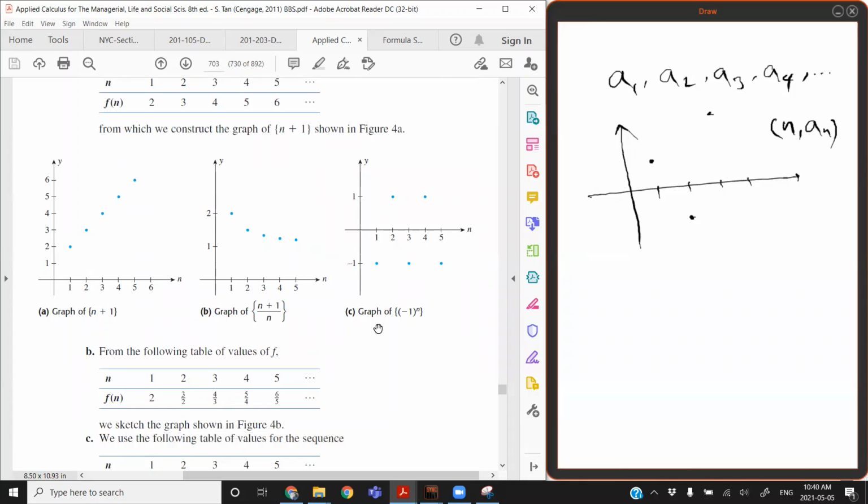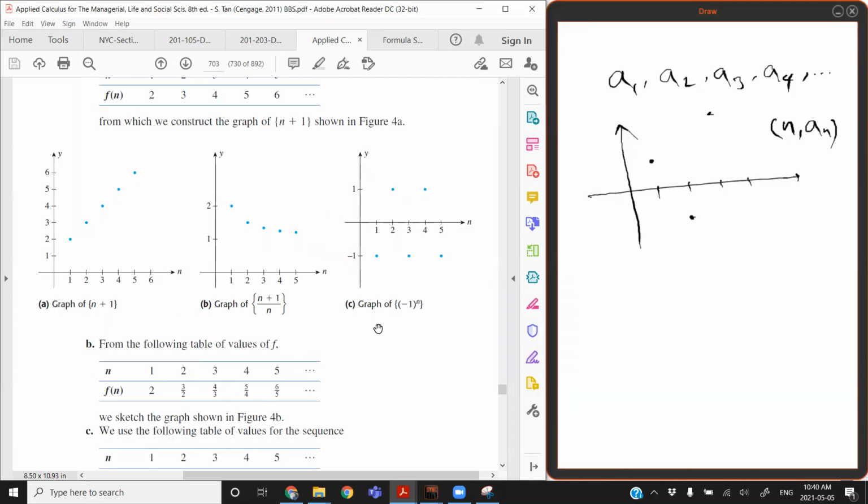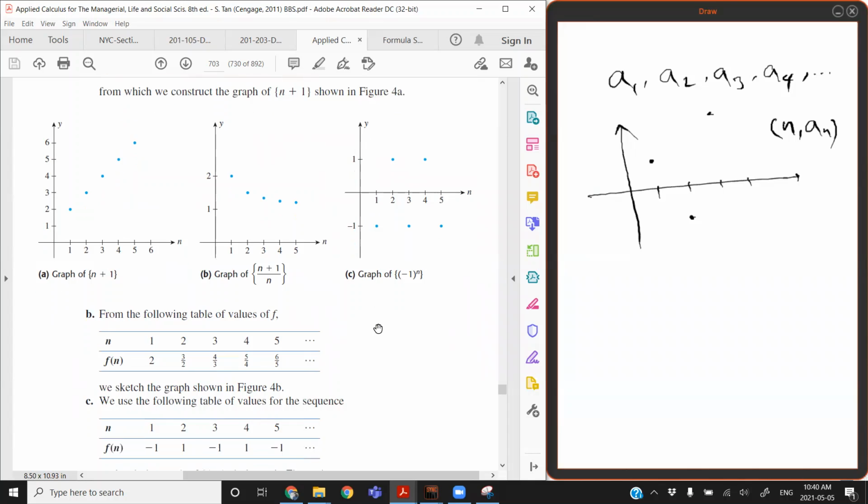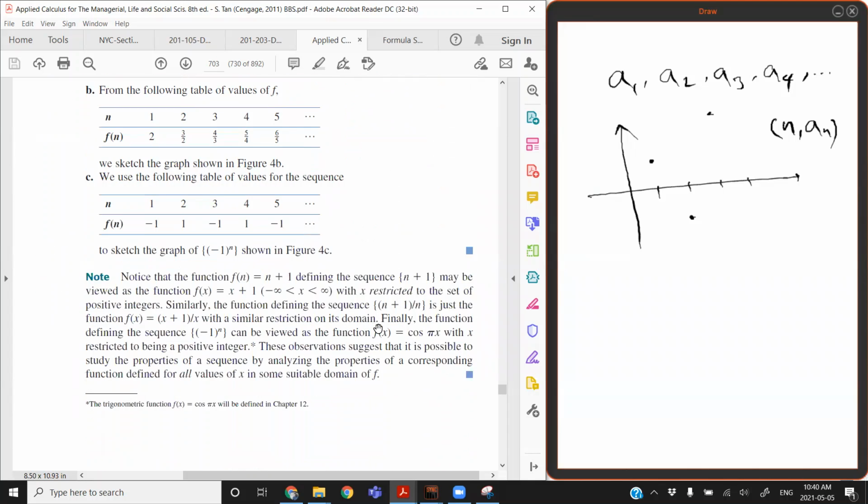So they just behave like functions, except they are discontinuous and they have values defined only at integers. Any questions?